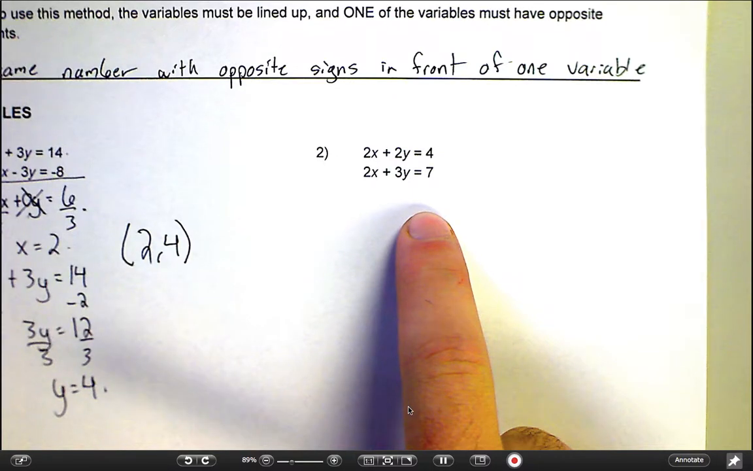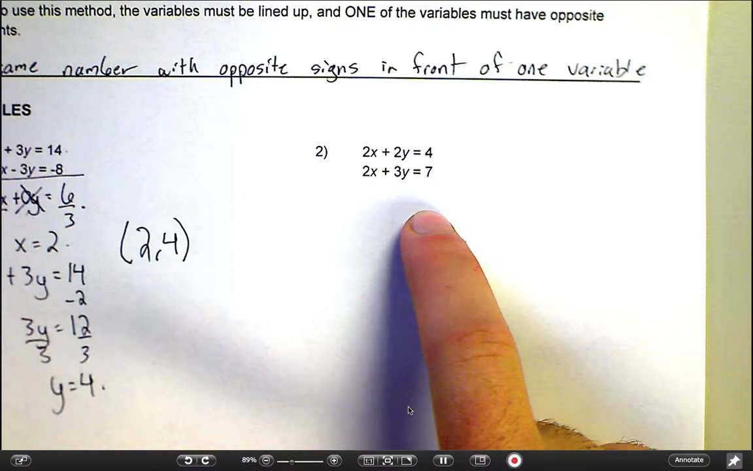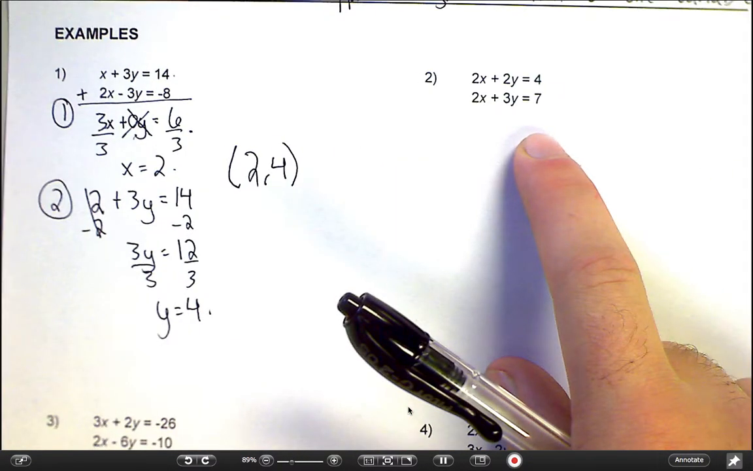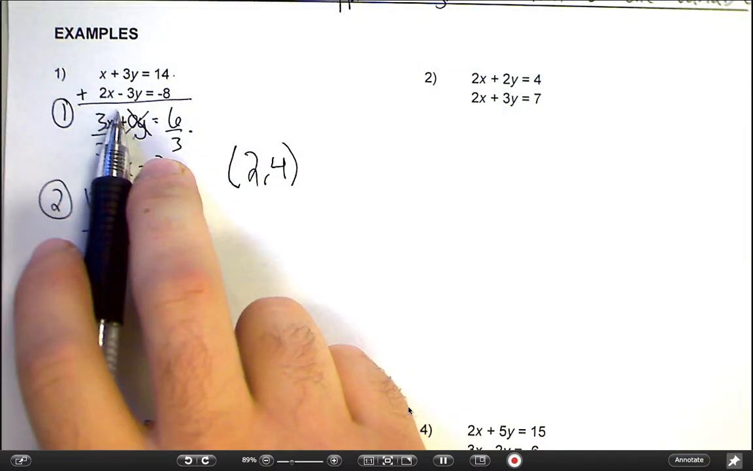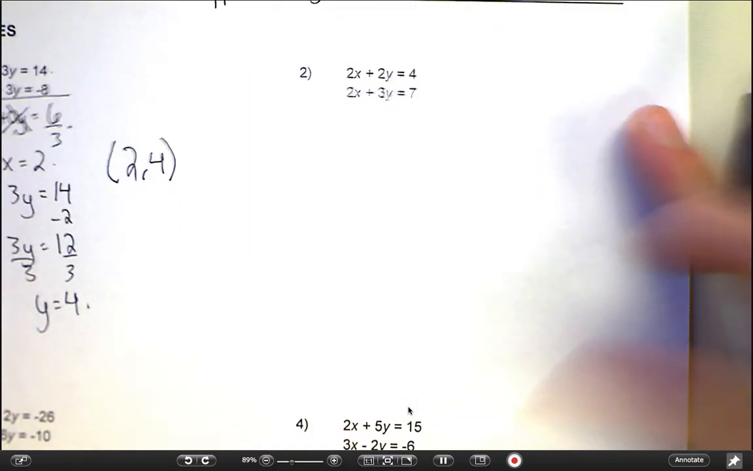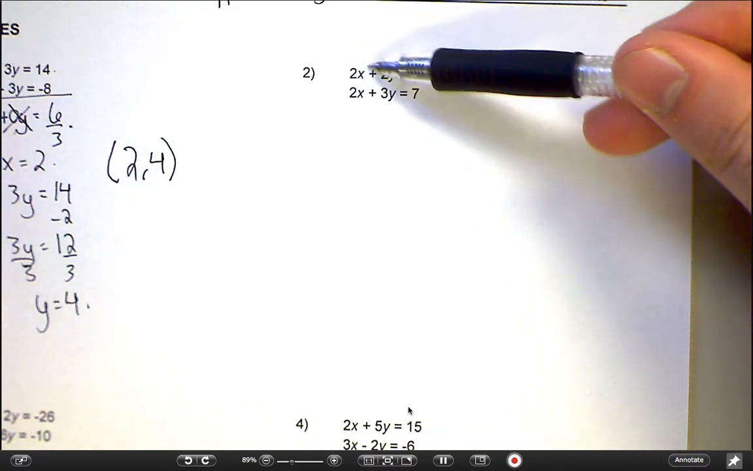Okay, let's move on to number 2. As we start to move into these other ones, we're going to see that we're not always given something that starts out with those opposite coefficients. And so with number 2, I have the same coefficient on my x's here, but they're not opposites.